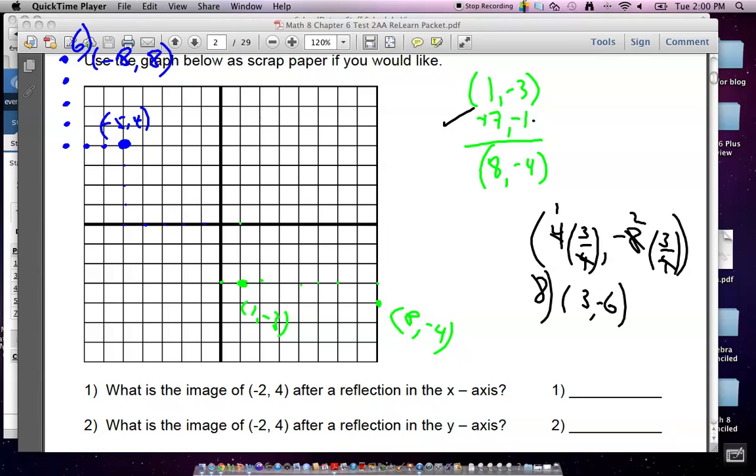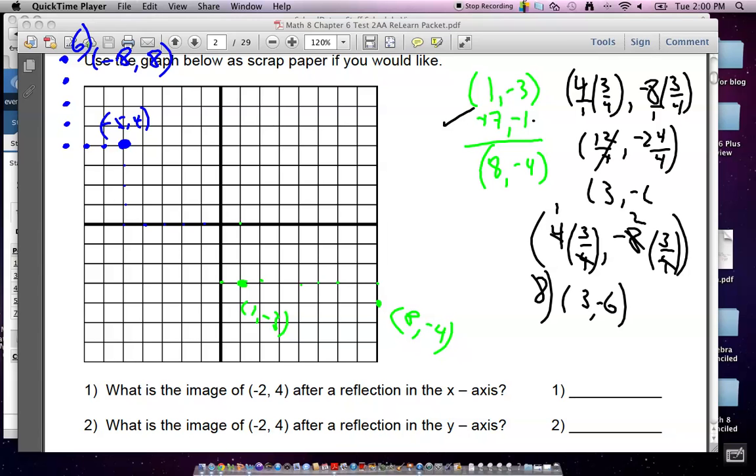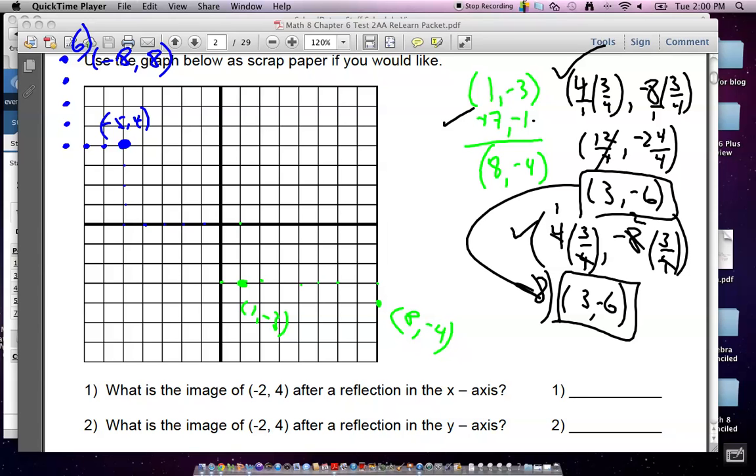Now there is another way to do this. You could also do 4 times 3/4, comma, -8 times 3/4. And you could multiply the numerators, putting each of these over 1. 4 times 3 is 12/4. -8 times 3 is -24/4. 12/4 is 3. -24/4 is -6. So whichever way you prefer. If you want to multiply first and then divide, or divide first and then multiply, either way I come up with the same answer of (3, -6). All right, so that covers questions 1 through 8.